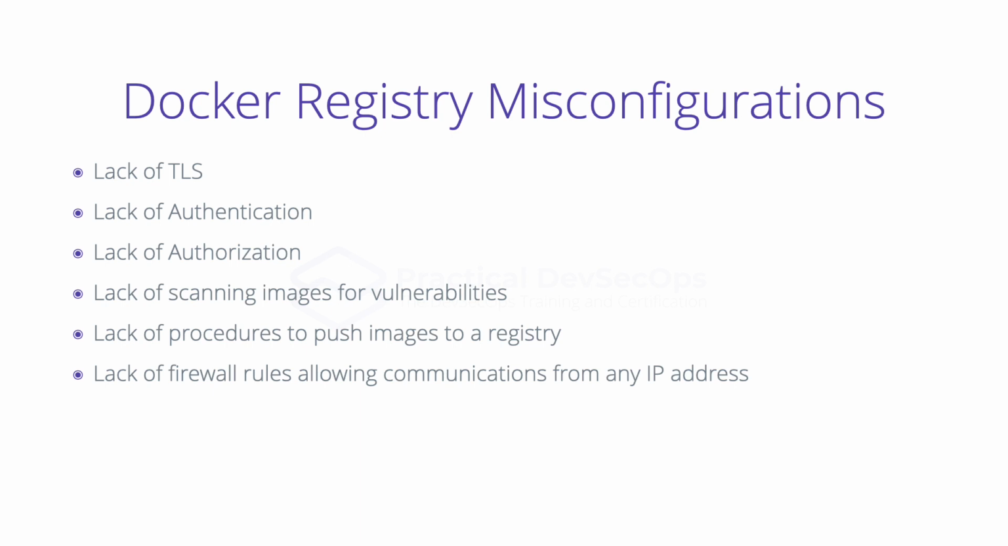A report by Palo Alto in the year 2020 revealed about 1,000 registries publicly exposed to the internet, among which 100 of them did not have any authentication. That's only the tip of the iceberg. Think about the amount of repositories and images in each of these insecure registries. Were they supposed to be exposed publicly in the first place?